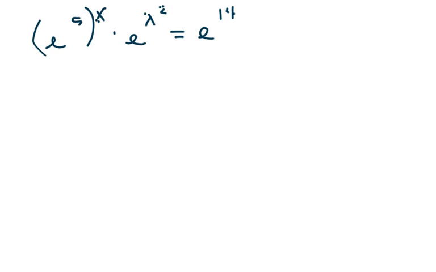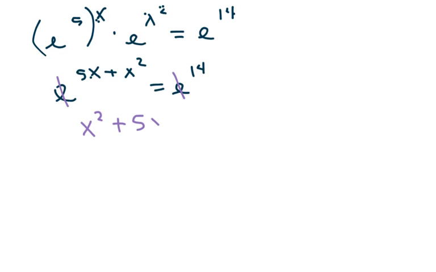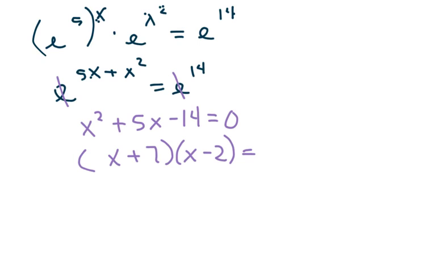So, Jordan, I'm doing the video. So we have e to the 5x plus x squared. Notice I'm starting to skip steps, equals e to the 14th. So we can cancel this out, and we have x squared plus 5x minus 14 equals 0. So this factors as x plus 7 times x minus 2 equals 0. So my solution set is negative 7 and 2.